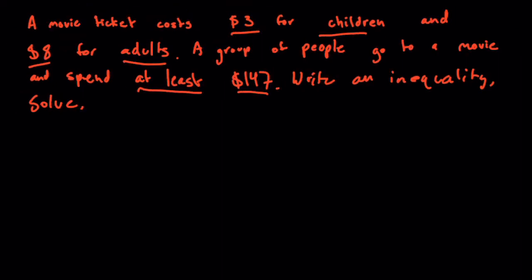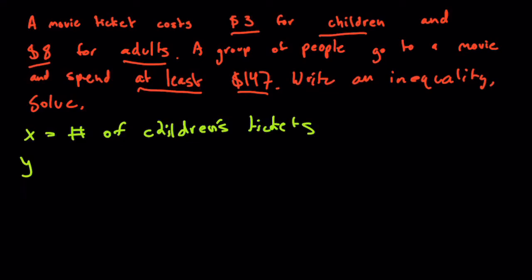Okay, so we're going to start with our due diligence before we go ahead and write this inequality. So we know we have two variables because we have children and adults. So we're going to go ahead and define our variables. We're going to say x is equal to number of children's tickets. Could have said number of children, but yeah. And y is the number of adults. Of course, I'm just putting those hash marks to repeat the words above it. So now we have our variables defined, so we can go ahead and write this thing.